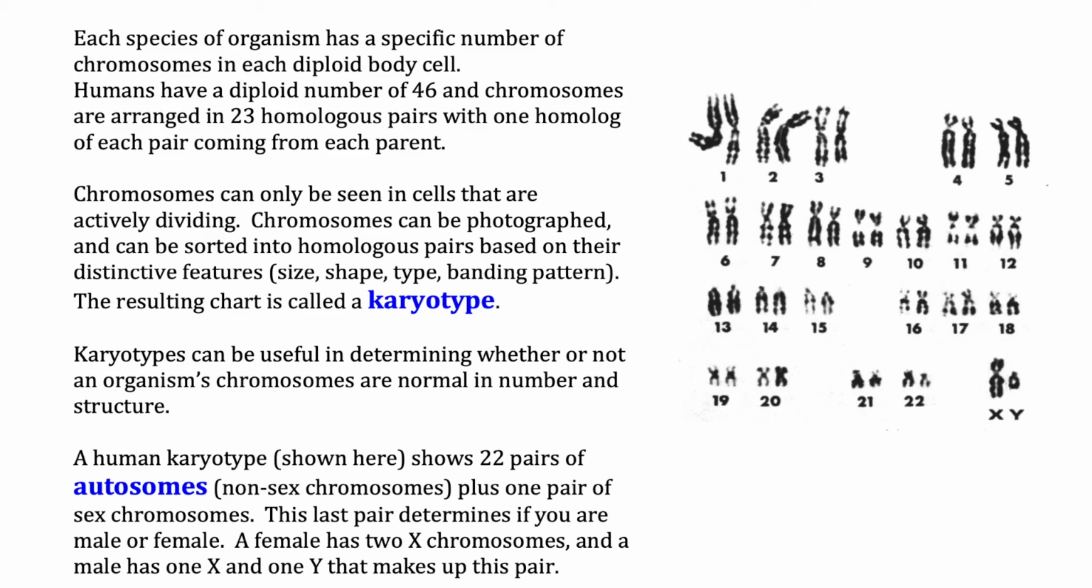A human karyotype, just like is shown in that picture there, shows 22 pairs of autosomes. Autosomes are non-sex chromosomes. Plus at the end, you'll see the XY, it's labeled, is one pair of sex chromosomes. This last pair determines if you are male or female. The female has 2 X chromosomes, so you're always guaranteed to get an X chromosome from your mother. And a male has 1 X and 1 Y that make up this pair. So, your father decides, are you a boy or are you a girl?